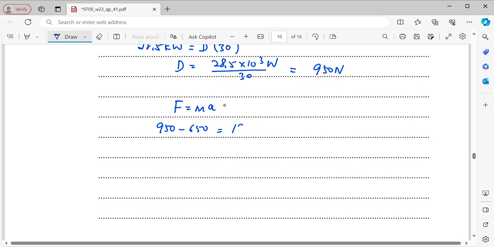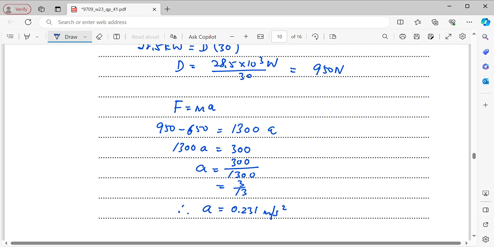M remains as 1300, then A. So now I will be getting 1300 A. 950 minus 650, it will be 300. So your A is going to be 300 divided by 1300. That is 3 over 13. So you can leave your answer in this fraction or you can just calculate. It will be 0.231 meter per second squared. That is your acceleration.